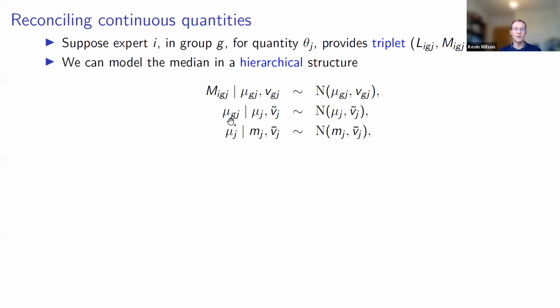So the mean for group G just comes from a normal distribution with some overall mean, mu. And then we have the decision maker level. So the bottom level here is the decision maker's belief. Before they observe the data, the decision maker would have a normal prior distribution for the median centered on some value with some variability. So this m_j and v_j bar would represent the decision maker's beliefs.